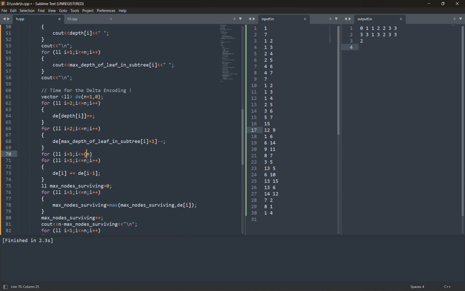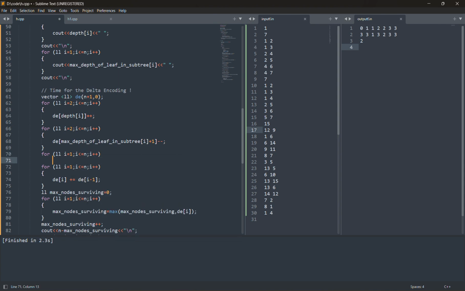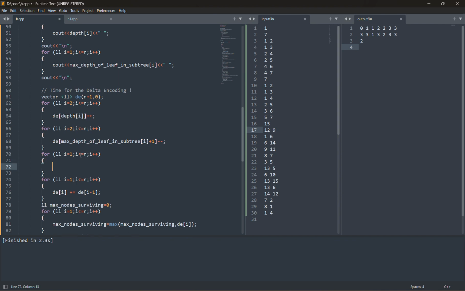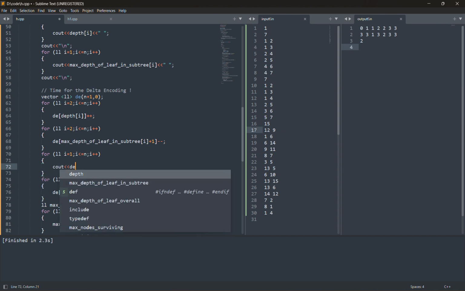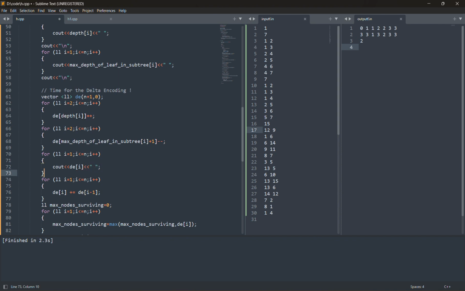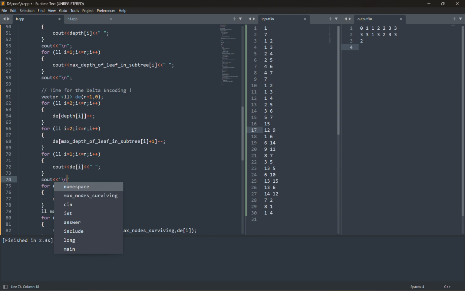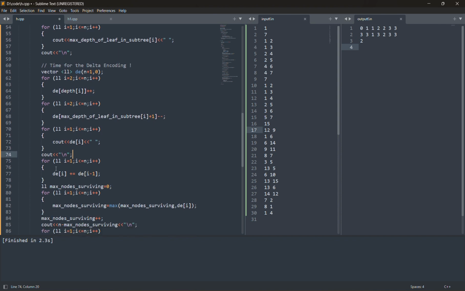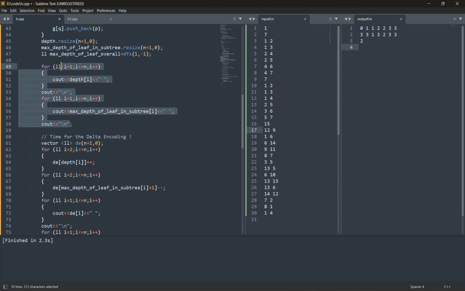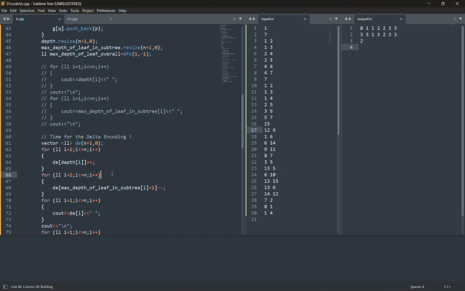Our depth is at most n minus 1, and I can go till less than or equal to n, so that is the value in the delta encoding array. This is before taking the prefix sums. Notice that I have taken the prefix sum here. So let me erase this for better clarity.